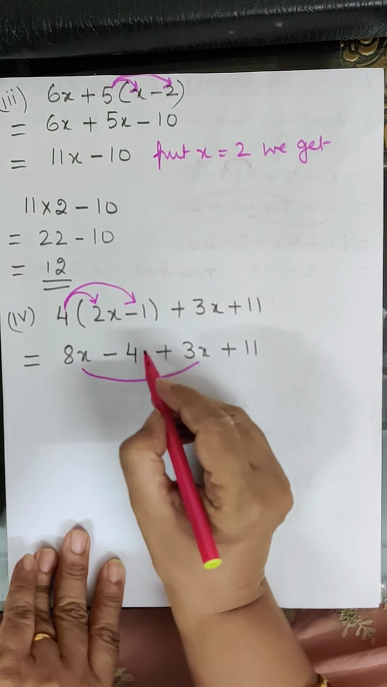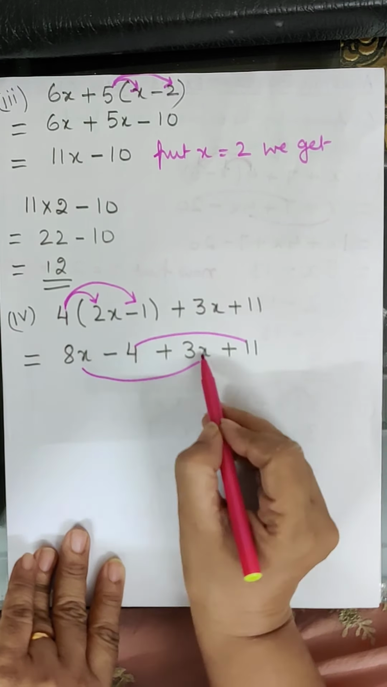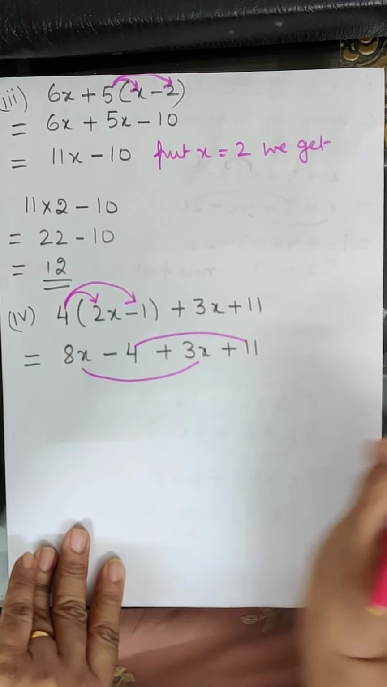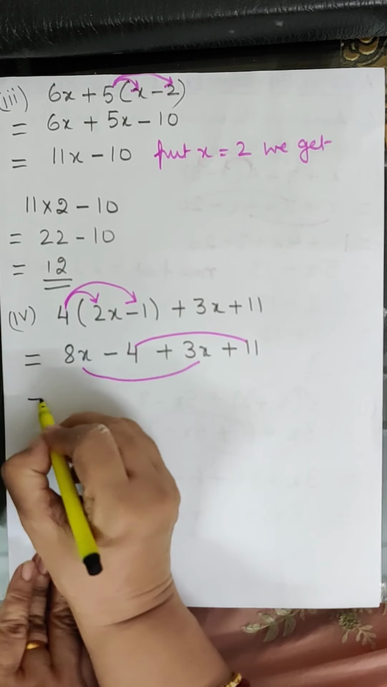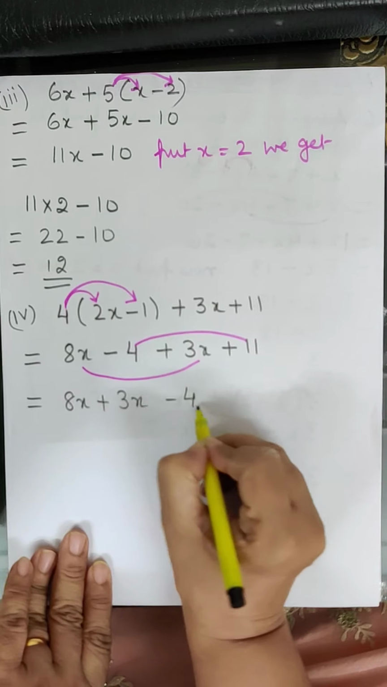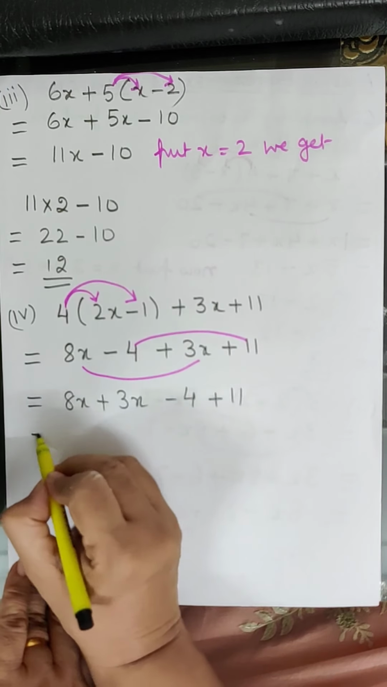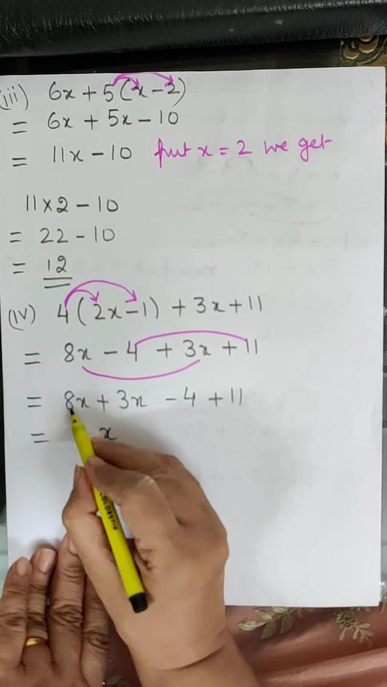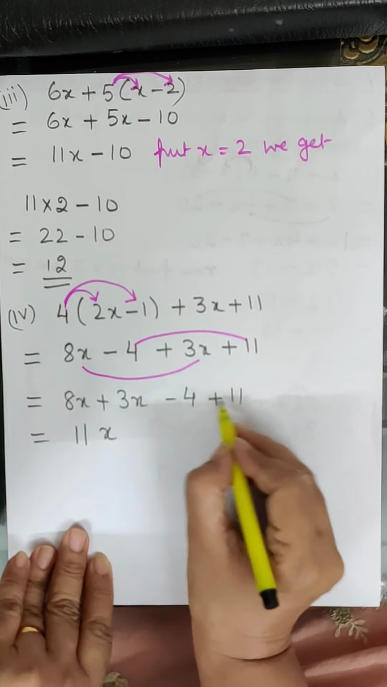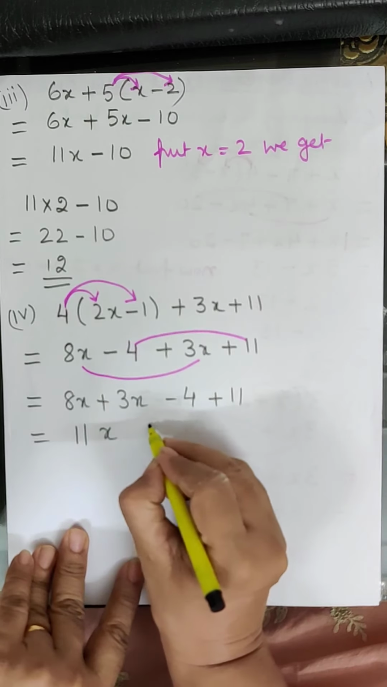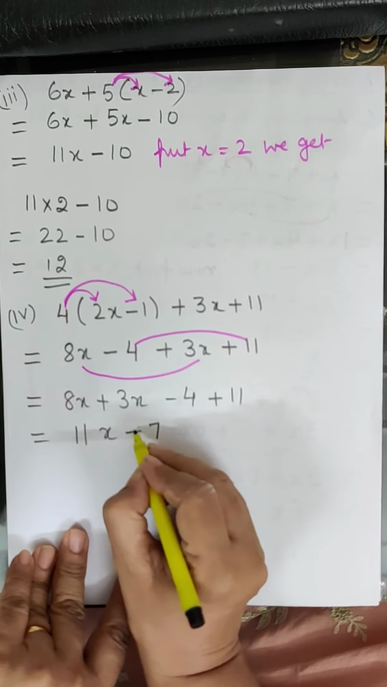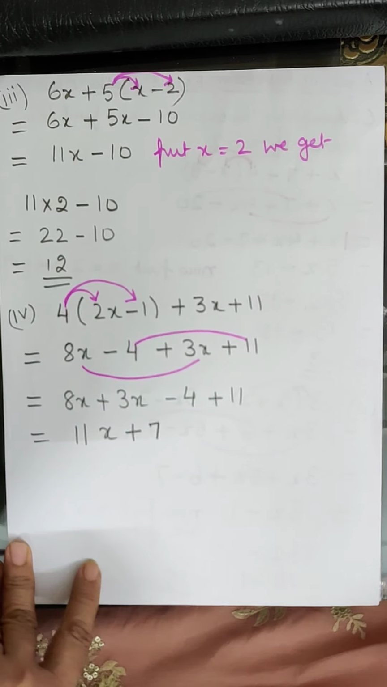Now these two are like terms and these two are like terms. ये दोनों like terms क्यों हैं? क्योंकि दोनों के variable same है. ये दोनों like terms क्यों हैं? क्योंकि ये दोनों constants हैं. So we write this as 8x plus 3x minus 4 plus 11. Now see x we write as it is. 8 and 3 is 11. Now see these are opposite signs, so we will subtract. When you subtract you get 7. 11 minus 4 is 7. Bigger number 11, sign is plus. So answer is 11x plus 7.